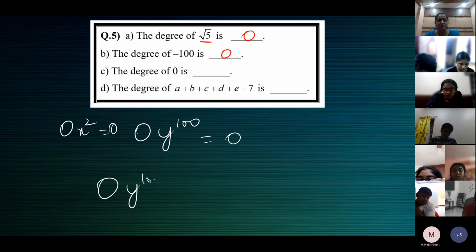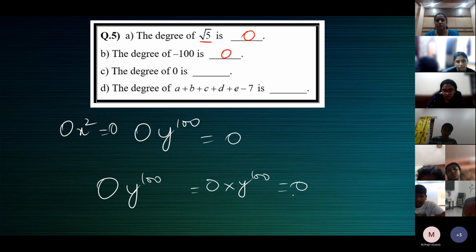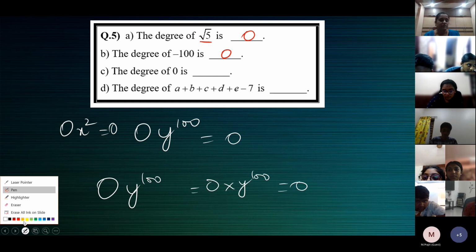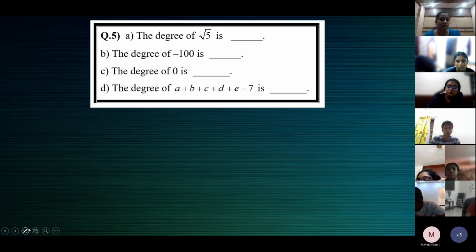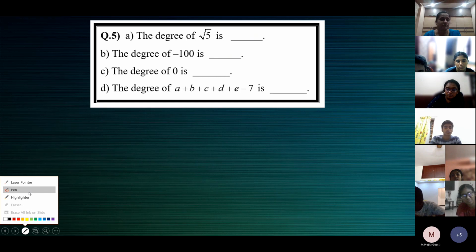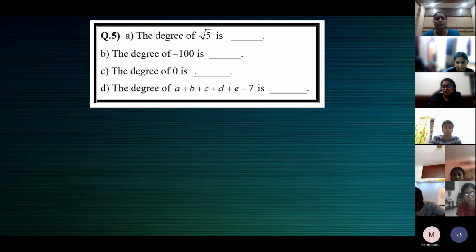0y to the power 100 means what? 0 into y to the power 100. So it's 0. So each one of you will tell me a different answer. But the degree of a polynomial is one answer. The answer should be unique. That's why we say the degree of 0 is not defined.